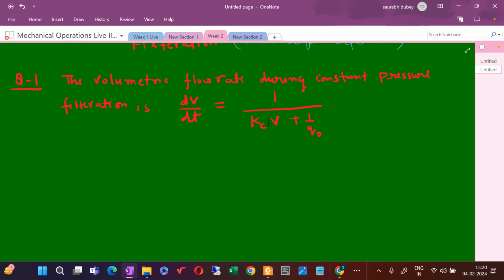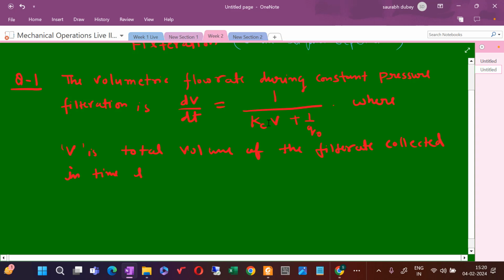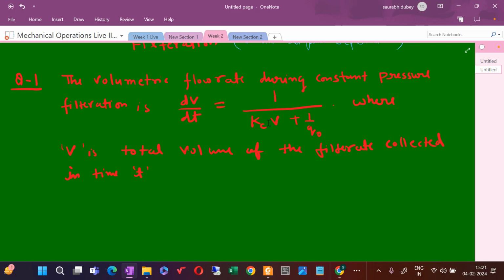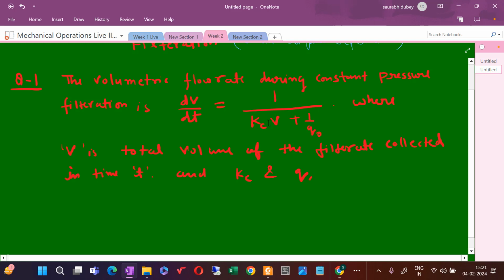Where V is the total volume of the filtrate collected in time t, and Kc and Q0 are constants.